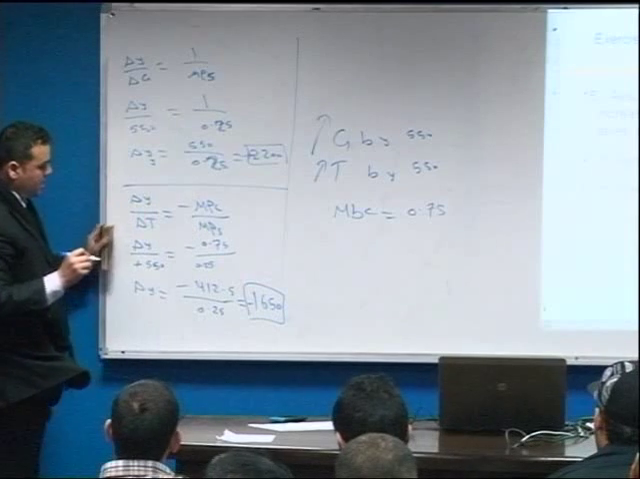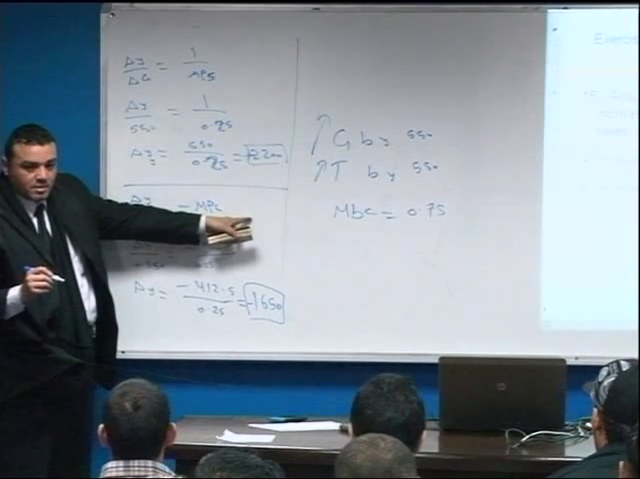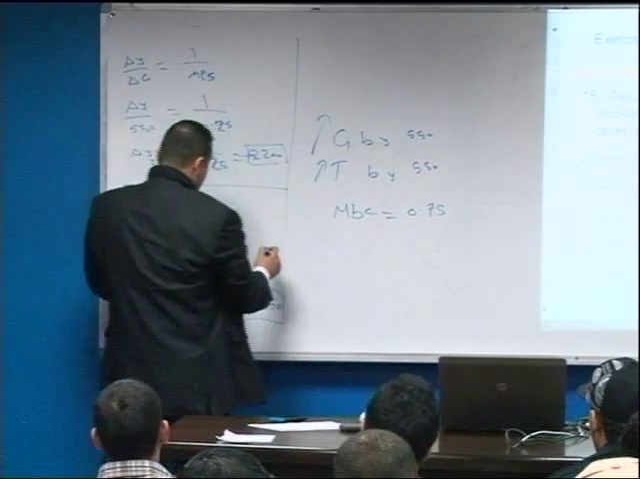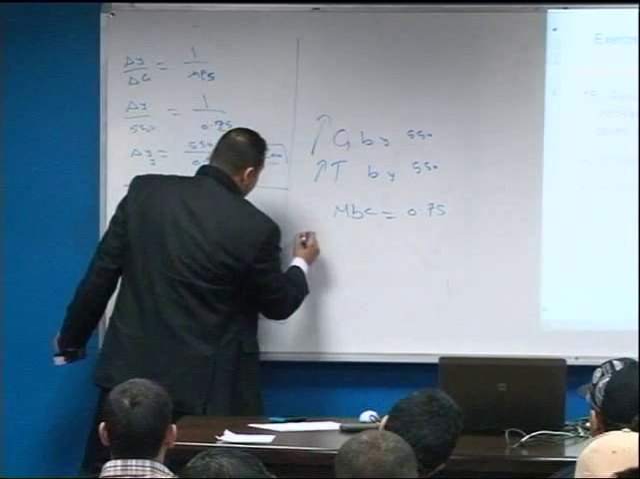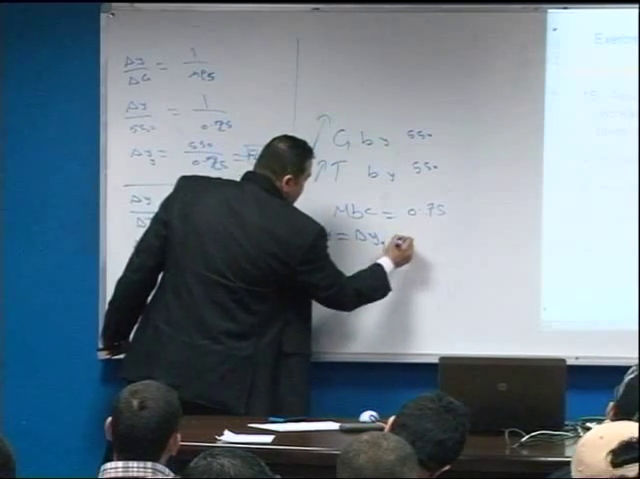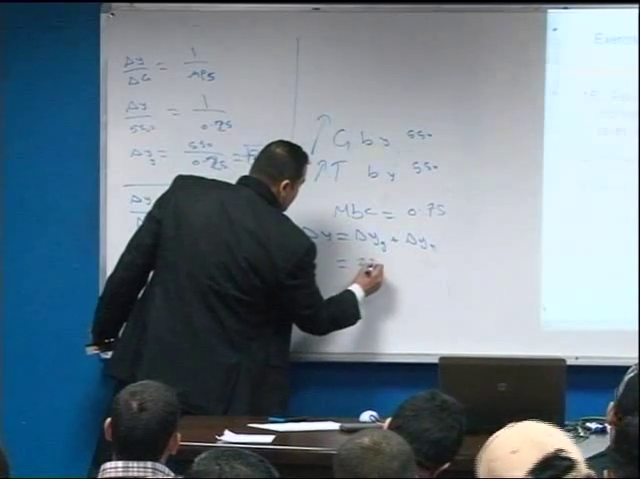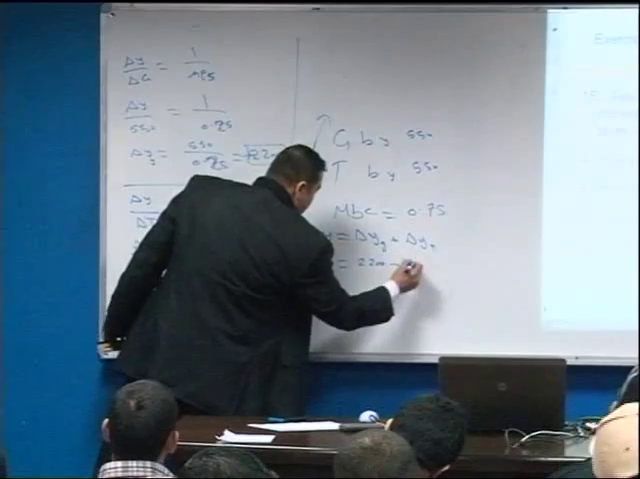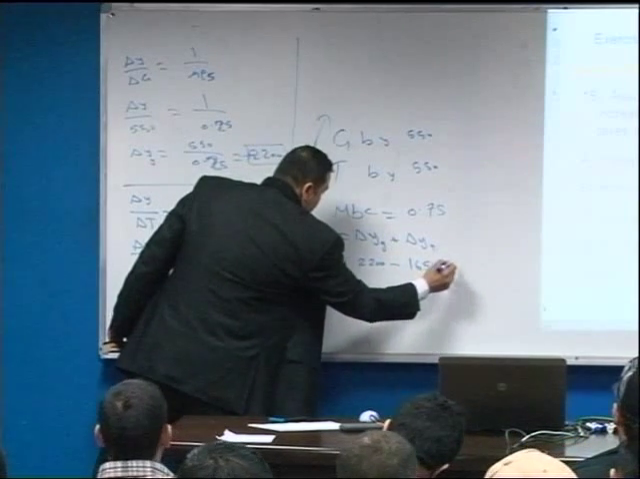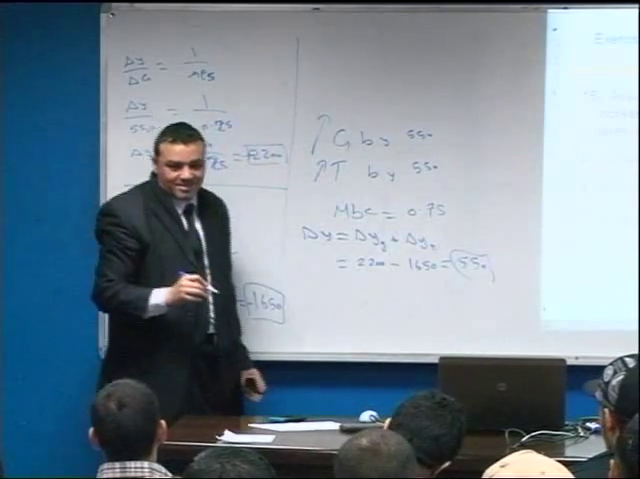Okay, what is the summation of these? So the summation delta Y equals delta Y from G plus delta Y from T, so it equals 2200 minus 1650. That's it. Is it clear? Okay.